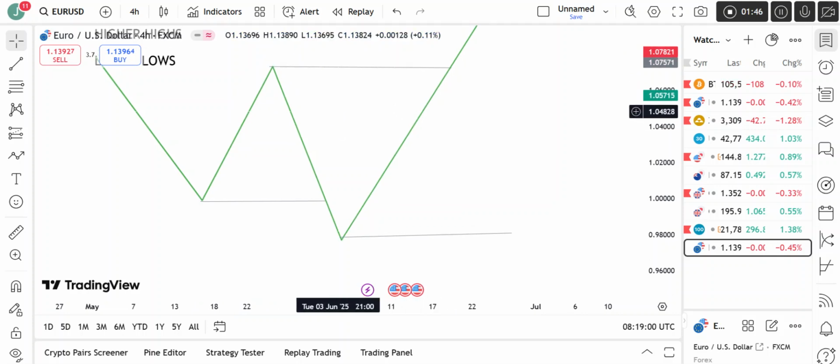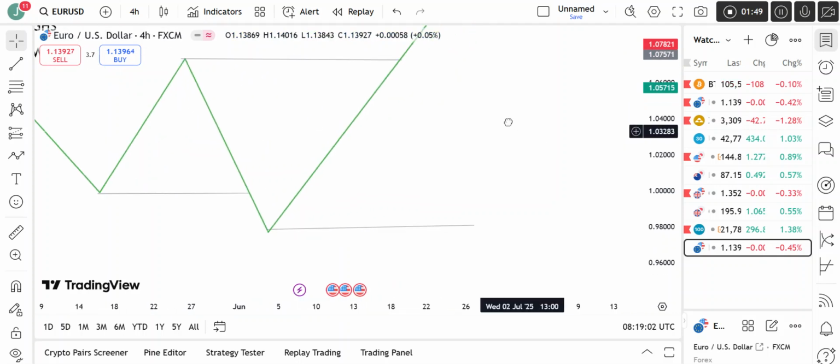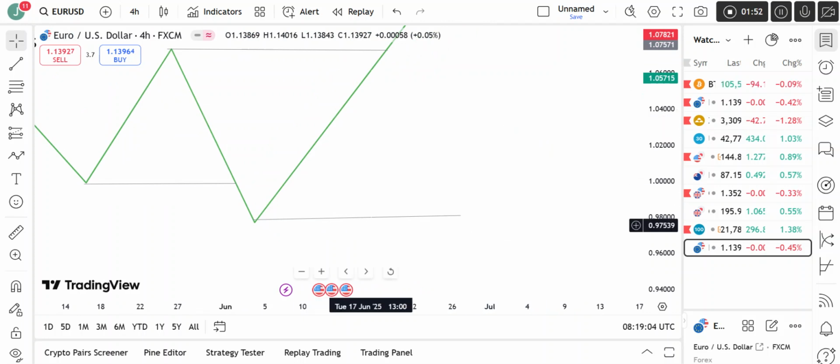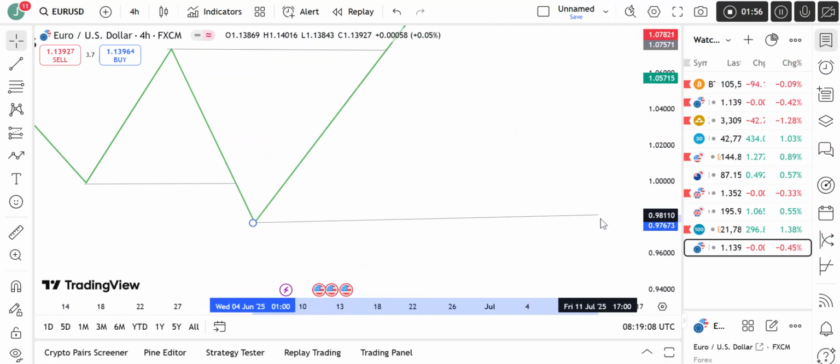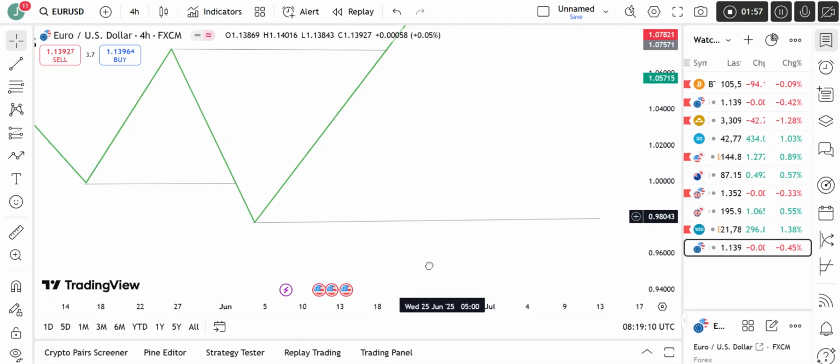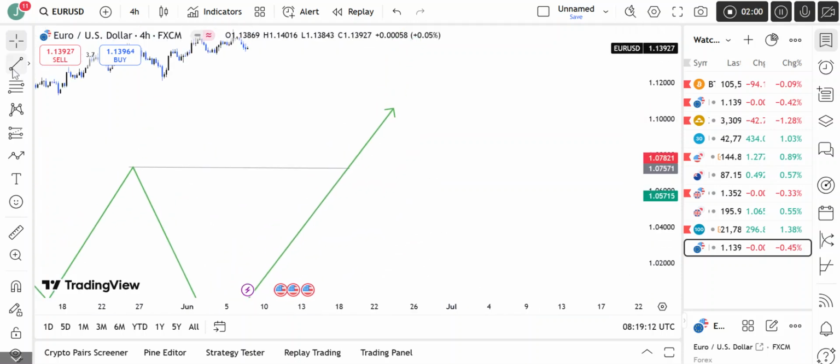What is market structure? I'll briefly explain it in another video, because right now I'm briefly explaining the highs and the lows. So clearly this is a new low and that is a new high which will be created at this area. This is a new high.